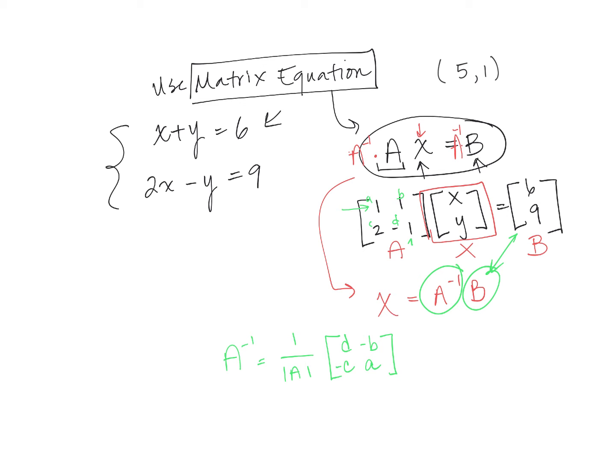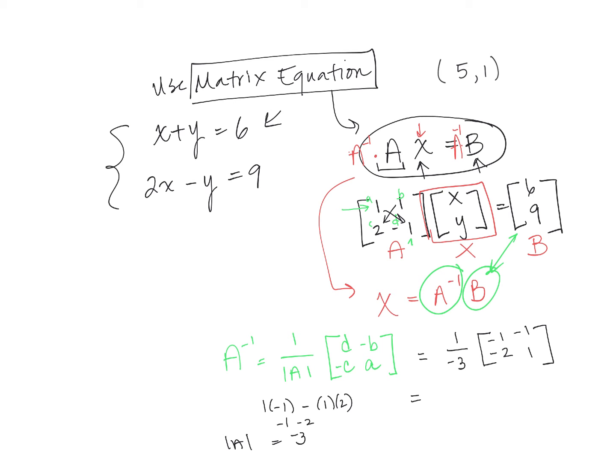And so for our determinant, remember, it's going to be the diagonal minus the other diagonal. So 1 times negative 1 minus 1 times 2. So that's negative 1 minus 2, so negative 3 is our determinant. So this is going to be 1 over negative 3, and we're going to multiply that scalar times, alright, well, let's interchange our A and our D. That's going to be negative 1, 1. And then we're going to take the opposite of our B, that'll be a negative 1, the opposite of our C, which will be negative 2.